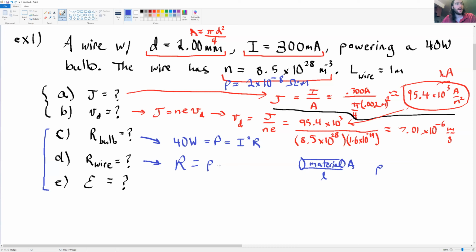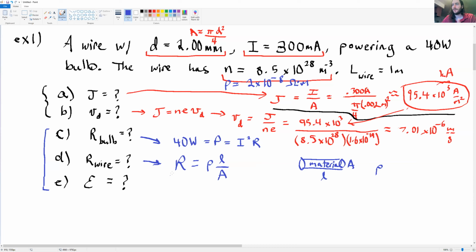The resistance of a wire depends on the resistivity of the wire times its length. The longer the wire, the more resistance, divided by its cross-sectional area. The thicker the wire, the lower its resistance. Those are the things that help you remember the formula. Longer wire, more resistance. Thicker wire, less resistance.